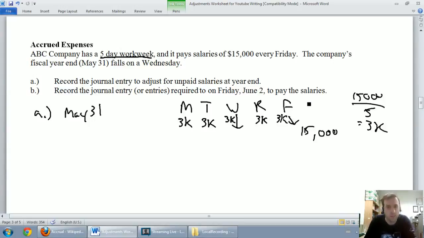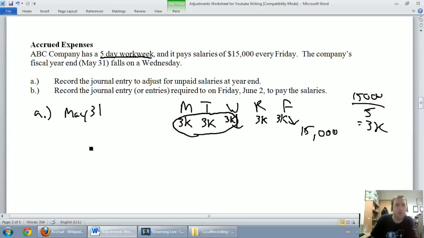Now we've got to then say to ourselves, how much have they earned up to Wednesday? Well, I think I've kind of illustrated here. They've earned Monday and Tuesday for sure, and we assume our fiscal year end happens at the end of day on Wednesday, so they've in fact earned for Wednesday. So our employees have earned $9,000 worth of salaries for which they've not been paid. Our journal entry here is pretty simple.